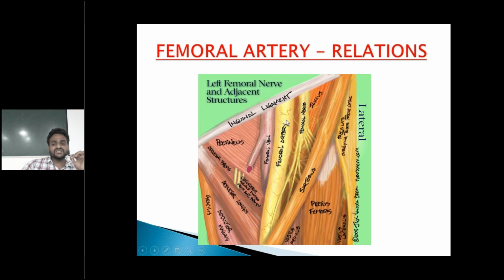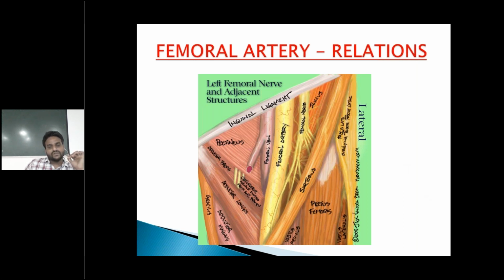Now we come to the relations of the femoral artery, the main relations within the femoral triangle. What are the relations in the femoral triangle? Anteriorly it is related to the roof of the femoral triangle, posteriorly to the floor of the femoral triangle. Medially it is related to femoral vein, and laterally it is related to femoral nerve. So these are the major relations of the femoral artery.